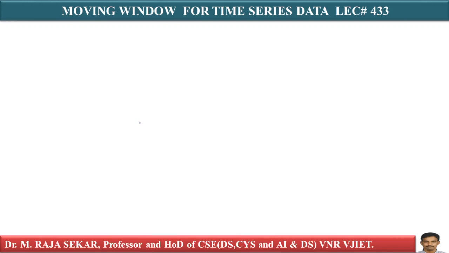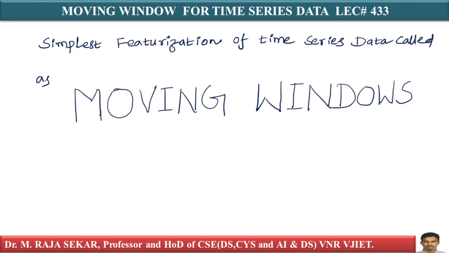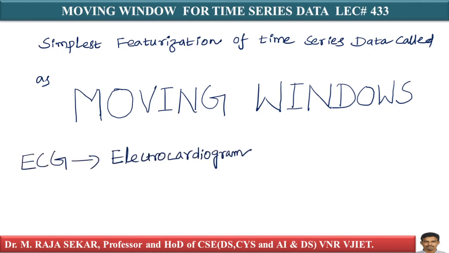In this lecture, we will try to understand moving window for time series data. Let's take one of the simplest ways of featurization of time series data, called the moving window method. Very simple idea. Let's take an example of ECG.